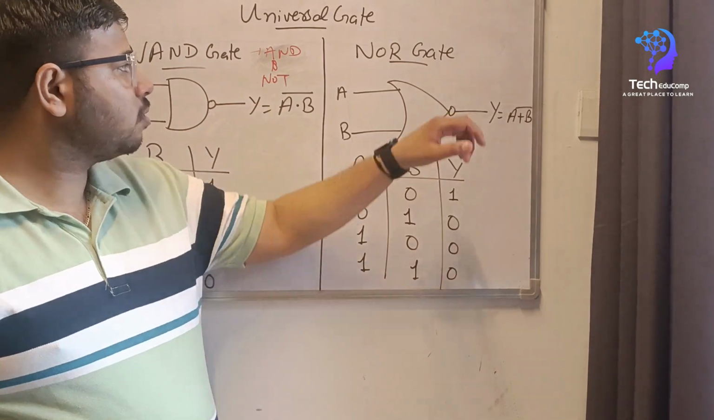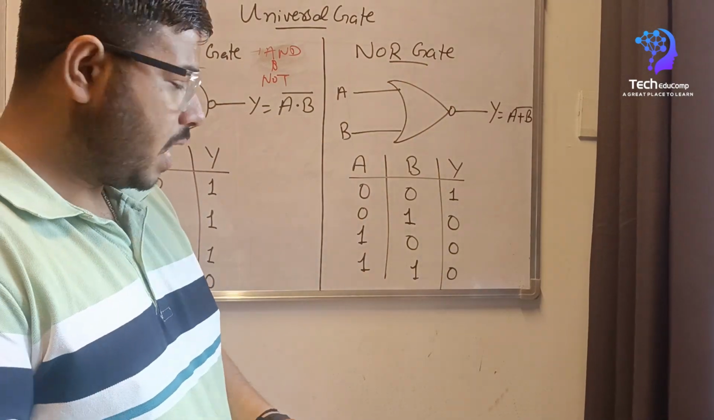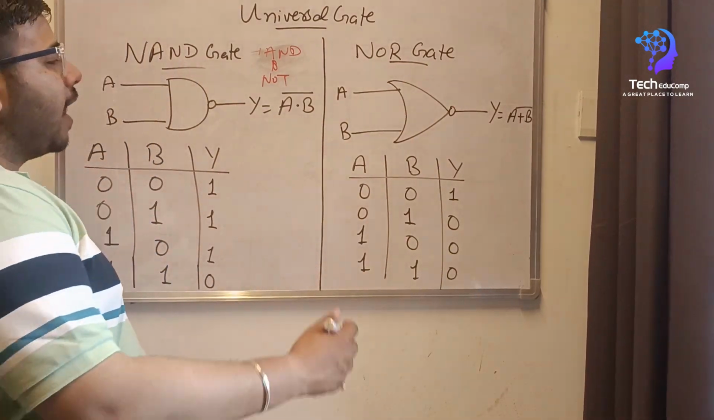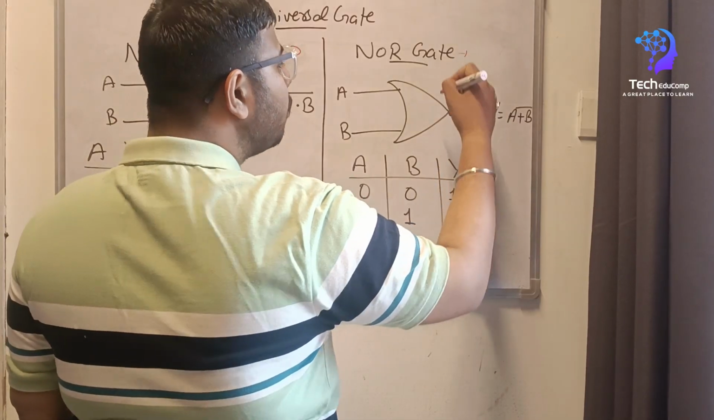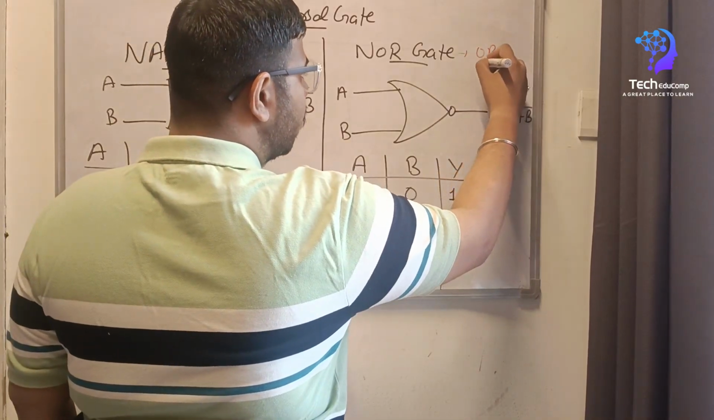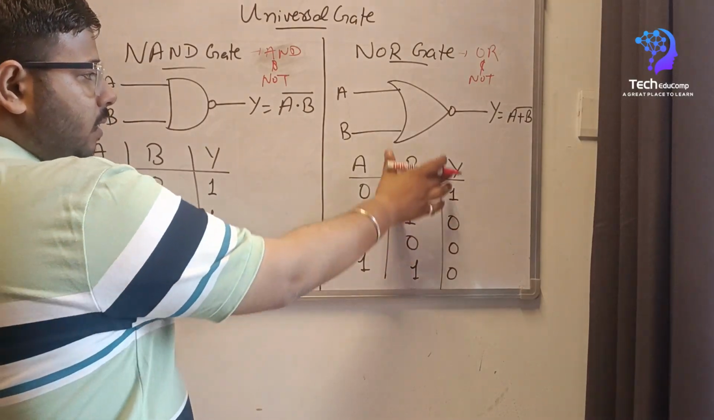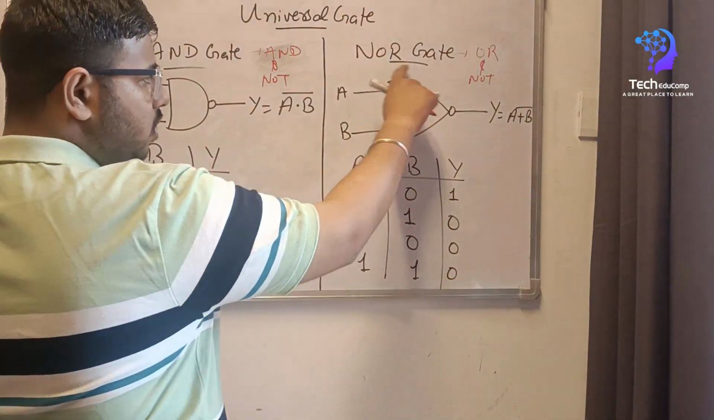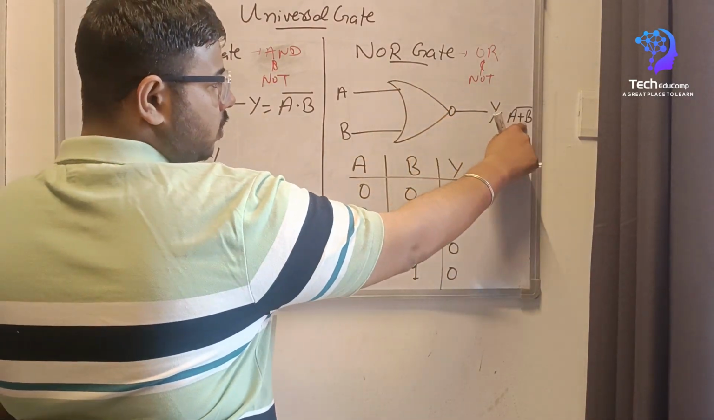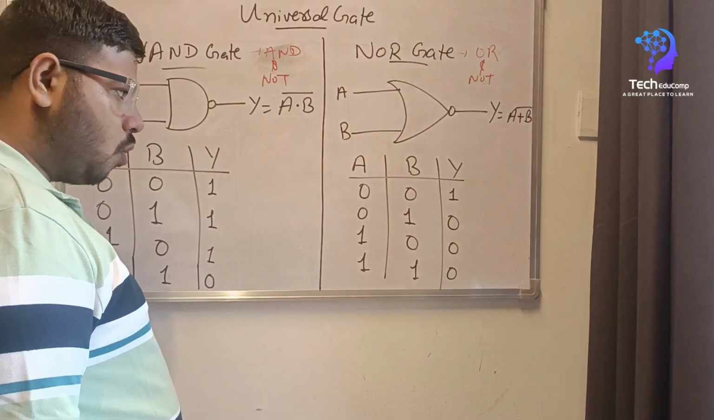Okay, now comes the second one, NOR gate. Similarly to the NAND gate, it is a combination of two gates: one is OR gate and the other is NOT gate. The symbol is the same. This is OR and this is NOT. This is the expression A plus B whole bar.